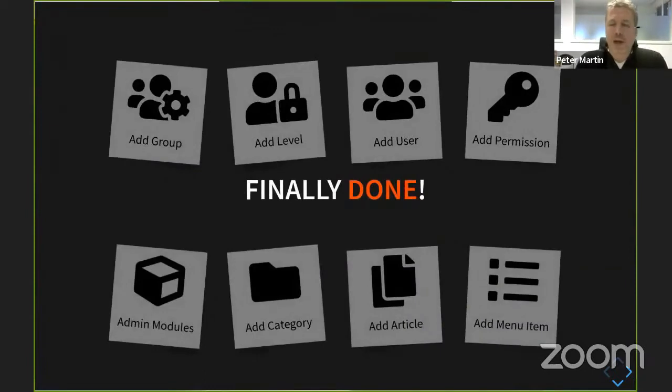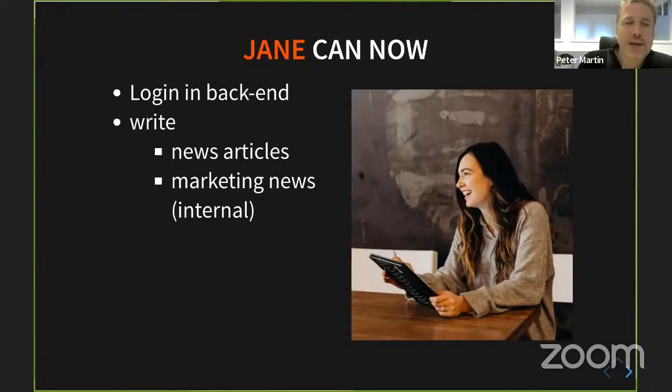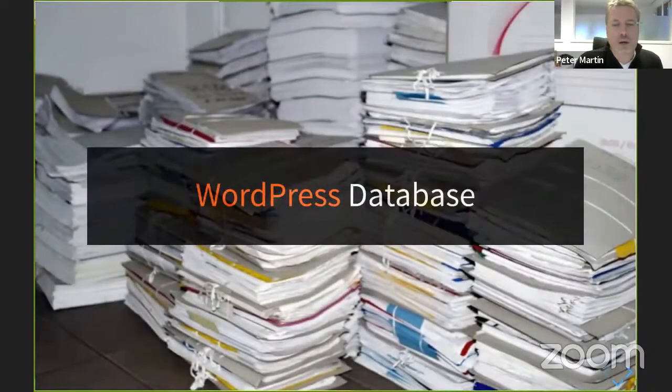And of course, that's it. Now we are done. So Jane will be able to log into the backend to write news articles, and to write marketing news that is for internal use only. And the marketing people, if they are assigned to the marketing group and they log into the front end, can read the marketing news as well, and just visitors can see the news. So this is an overview of how the database of Joomla works when you do things in Joomla itself. So let's compare it with another system called WordPress.